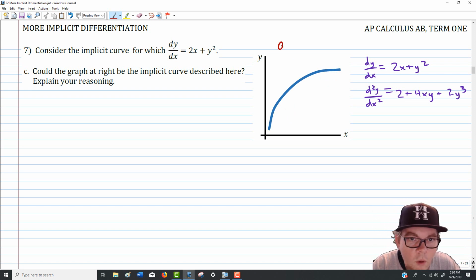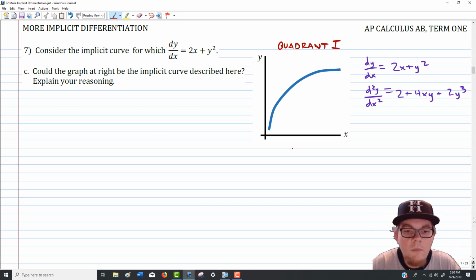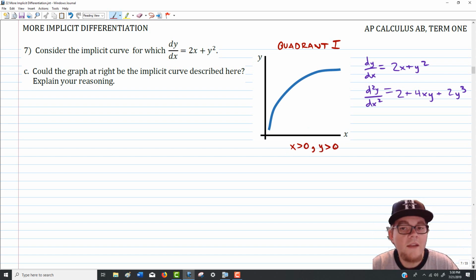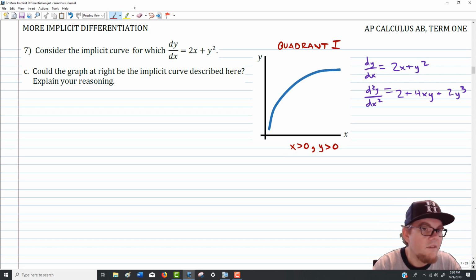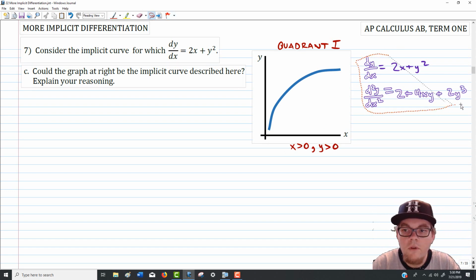Well, we are right now in quadrant 1. That's all we can see of the graph. So in quadrant 1, let me remind you that x is greater than 0 and y is greater than 0. So in other words, both x and y are positive. Given that information, this is really helpful.